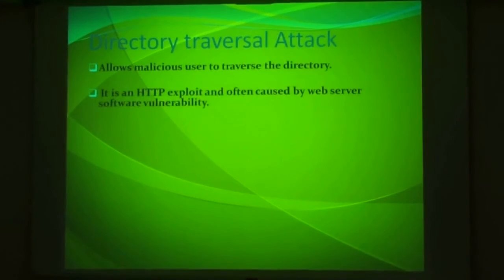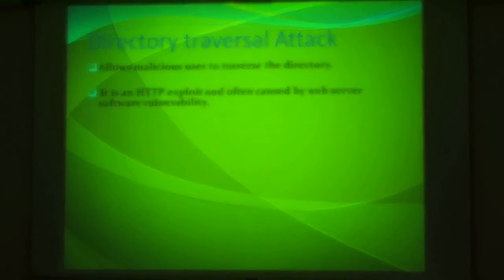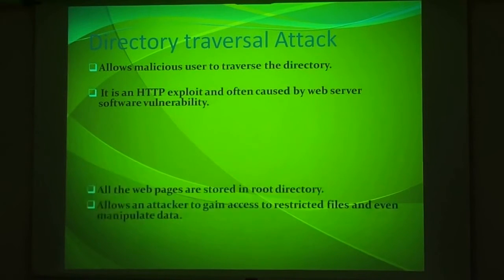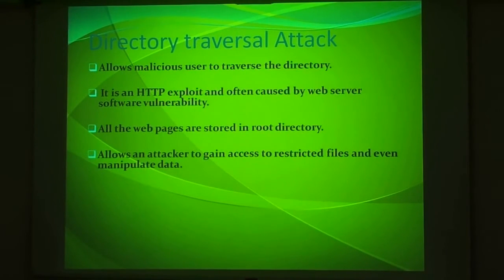It is basically an HTTP exploit. That is, it sends an unvalidated URL to the web server and causes it to be executed there. It is also a web server software vulnerability. You can commonly find this vulnerability in Microsoft IIS versions. As we all know, all the web pages are stored in the root directory. For example, in Microsoft, it is stored in the inetpub wwwroot directory, whereas in Linux it is stored in the var www directory.